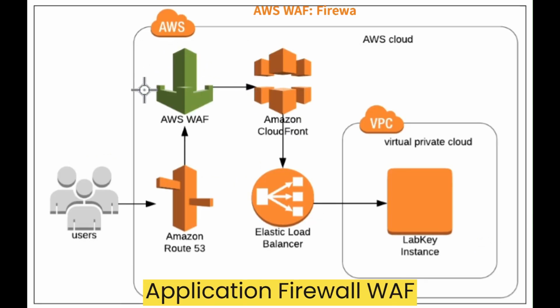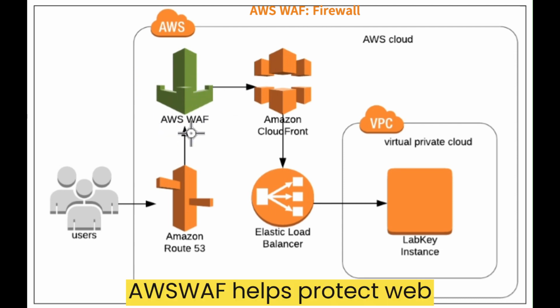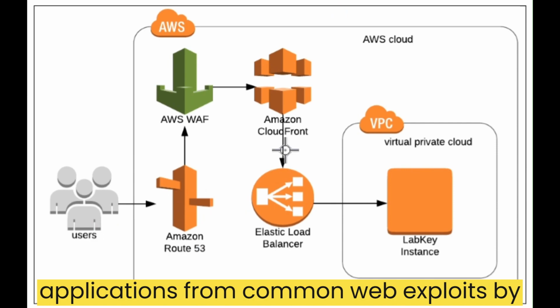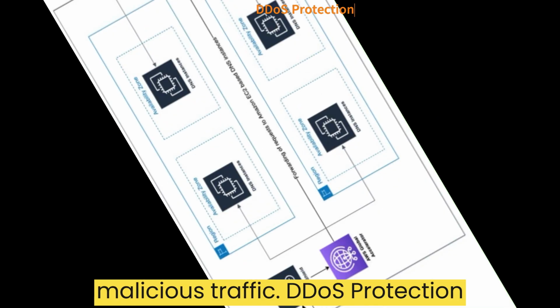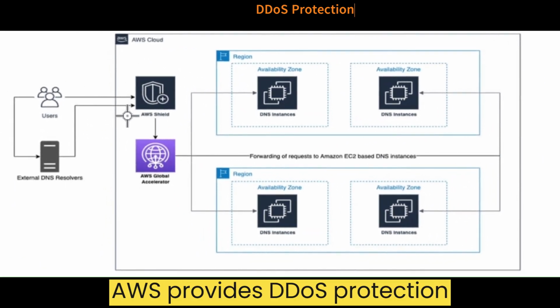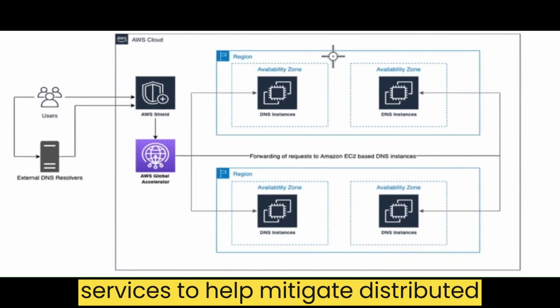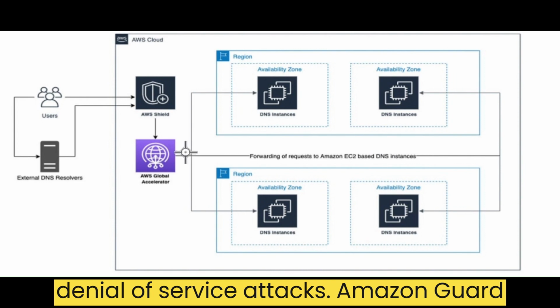Web Application Firewall, WAF. AWS WAF helps protect web applications from common web exploits by allowing you to configure rules to filter malicious traffic. DDoS Protection. AWS provides DDoS protection services to help mitigate distributed denial of service attacks.